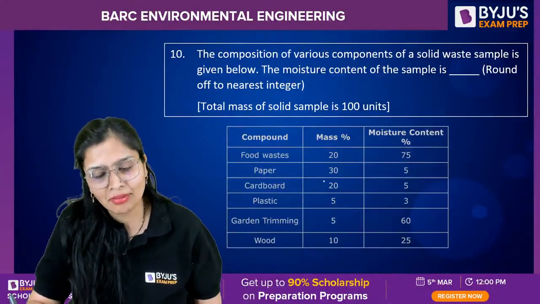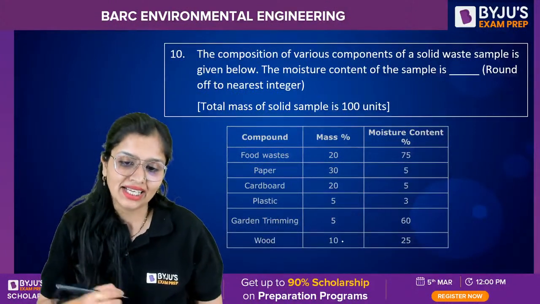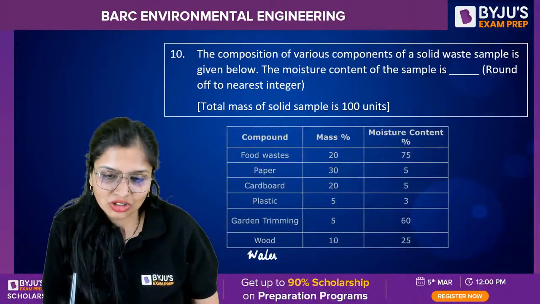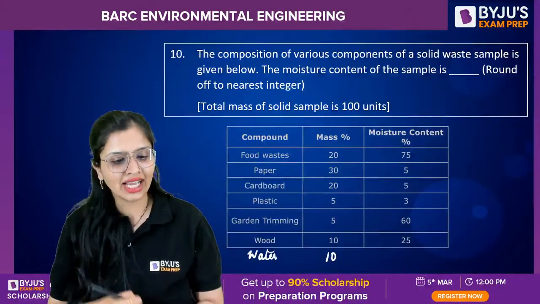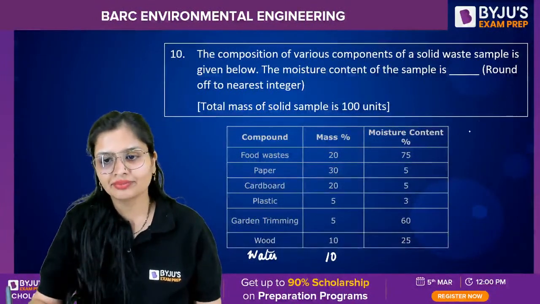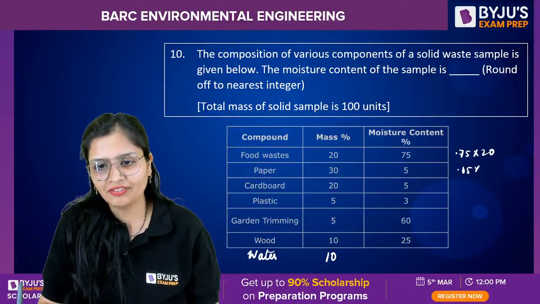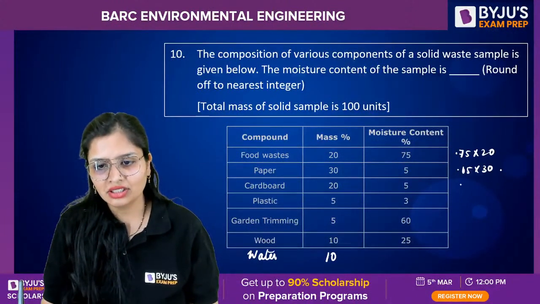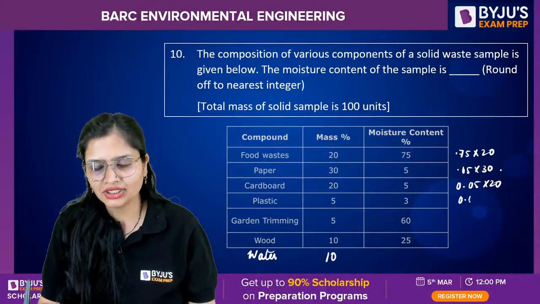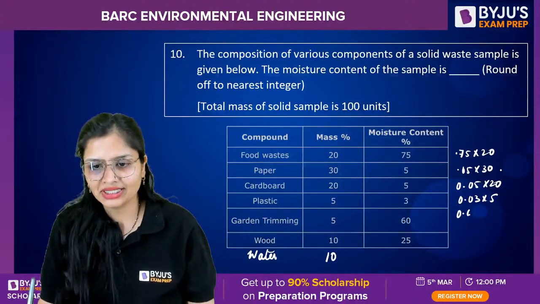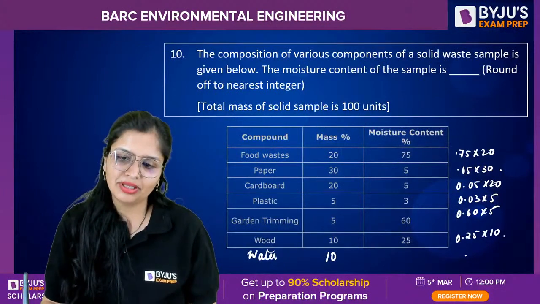So you calculate the mass, how much it is coming? 50, 60, 70, 80, 90. It is coming 90. That means the water which has to be there is again 10%, or you can say 10 units. Now we'll calculate the moisture content. How will you calculate? 0.75 into 20, 0.05 into 30. We will take it as 30 units. Okay, so 0.05 into 20, 0.03 into 5, 0.60 into 5, 0.25 into 10, and this will be 10%.